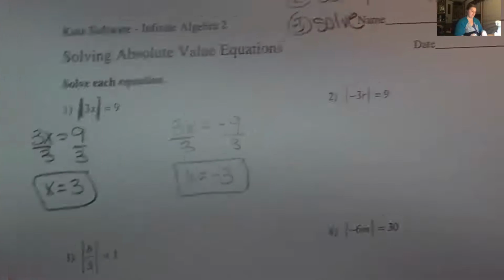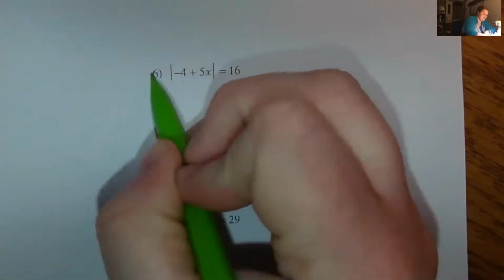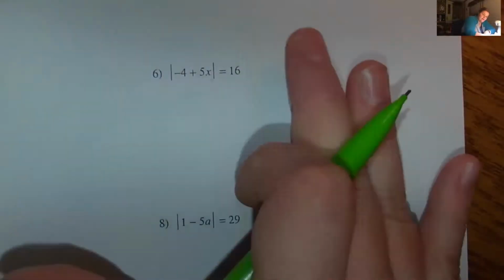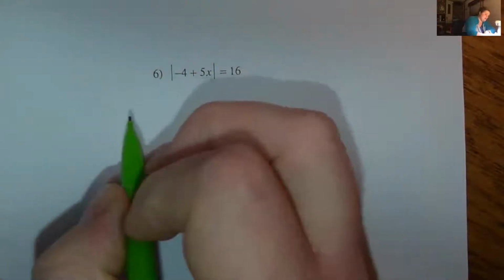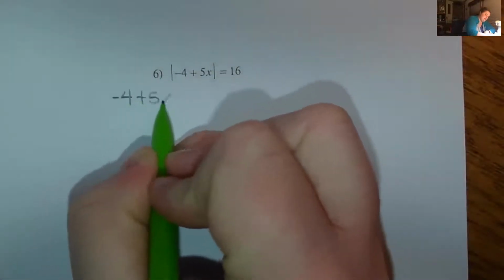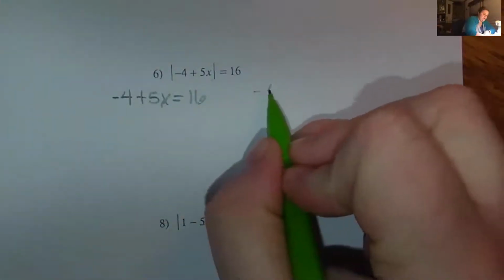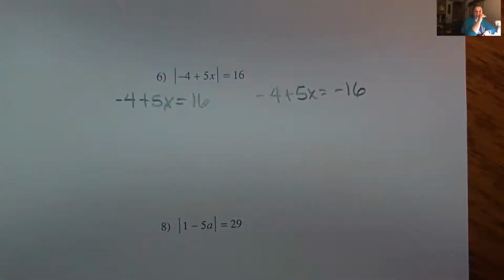So let's try another one. Let's try number 6. Does it have anything on either side of those absolute value bars that I need to take care of first? No, step 1 is already done. There's nothing on either side of them, so we're good to go. Step 2 is set up your two problems. The junk inside the bars stays the same, so -4 plus 5x equals the positive answer, and then -4 plus 5x equals the negative answer. That's done. Now step 3, solve them both.